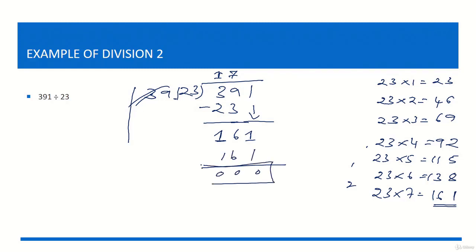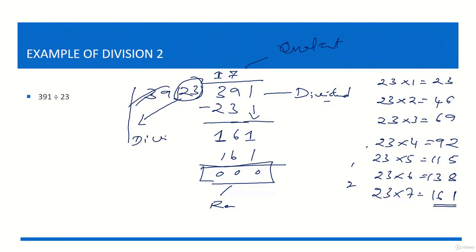So here what is it called? It is called the remainder. This is called the dividend, right? And this is the quotient. And 23 is the divisor.